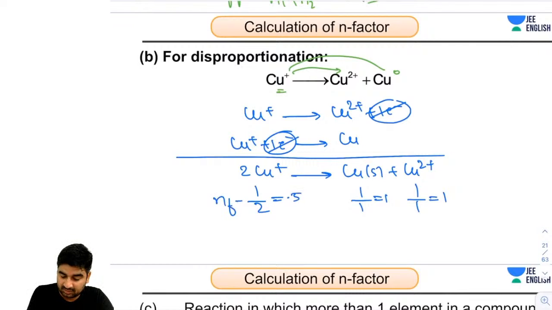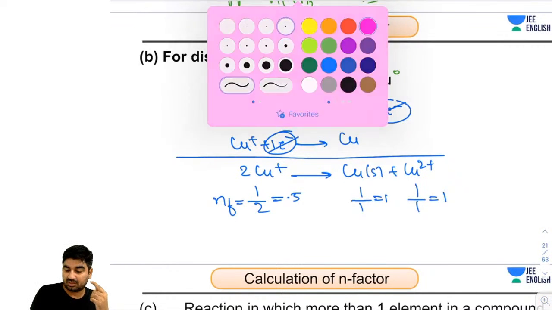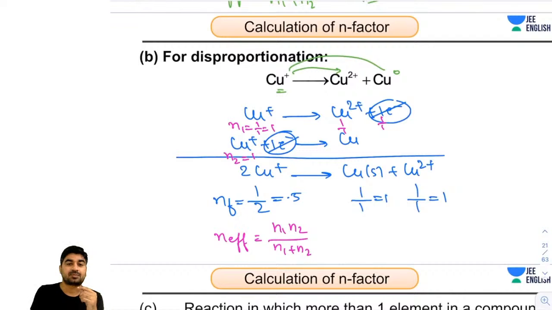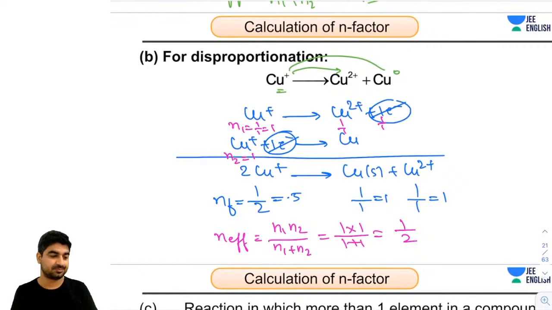So these are the n factors, Amy. Why this time you are wrong? Let's do it by the second approach. Here n1 would be 1, 1, 1. Here n2 would be 1. So n effective is n1 n2 upon n1 plus n2, right? So it would be 1 into 1 over 1 plus 1. You will be getting 1 by 2. Yes, I hope now you are getting it, guys.